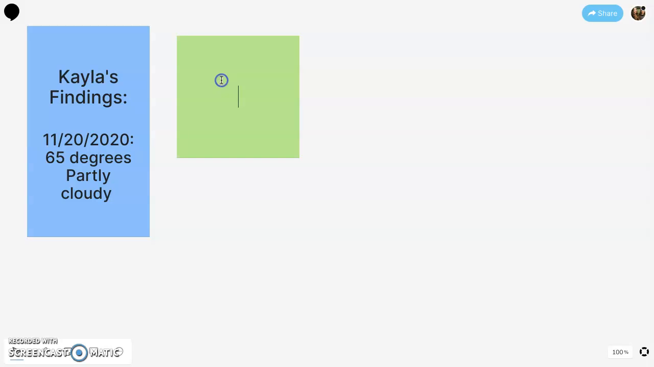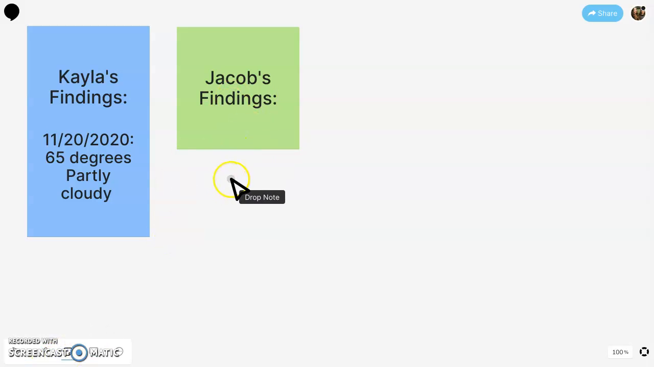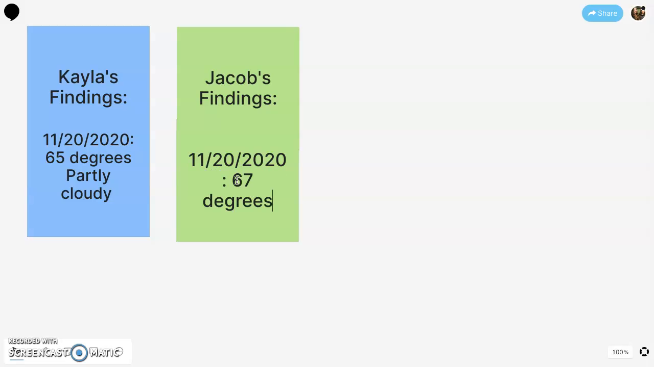So then her group mates can see it and recognize whose finding that is. And then say you have another group mate over here, and this is Jacob's findings, and he chose the color green. This way it just keeps all of your stuff organized, and you can know who contributed what to the project, and you can check to see if everyone got the same sort of results. So on the same day, Jacob found that where he was, it was 67 degrees. Little inconsistencies are totally fine, and he also found that it was partly cloudy.